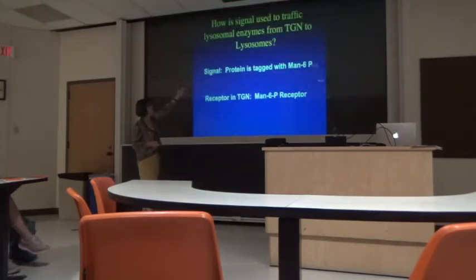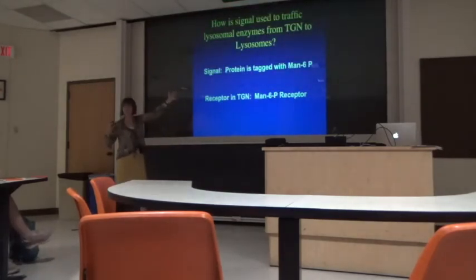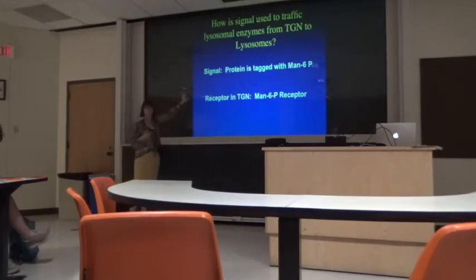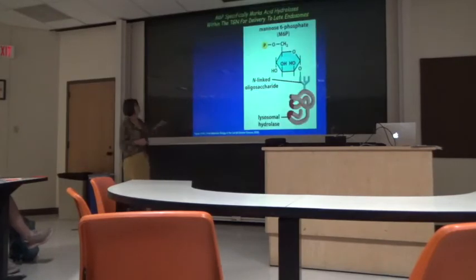And this is how it works. It's a familiar story to you all because it uses the same principles we've seen before. So the signal is a little bit different. Instead of being an amino acid sequence, the signal is mannose-6-phosphate. So it is a phosphorylated sugar that's recognized, and it's recognized by a receptor in the trans-Golgi network called the mannose-6-phosphate receptor. And this is how it works.